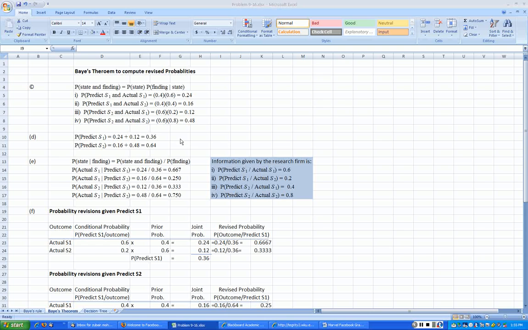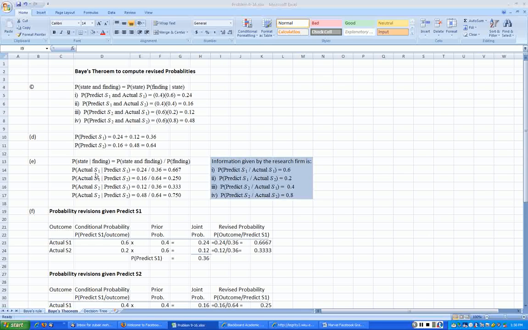So that is these two terms. So the total is 0.36, and of course the S2, bad economy, for example, should be 0.64. Together one of the two states should occur, so that's why we have a total of 1. Now we take this information and that information, go back and we find what we need to use in our analysis.